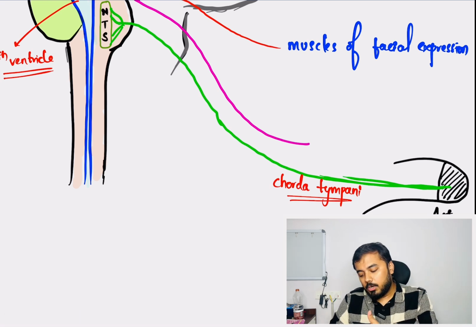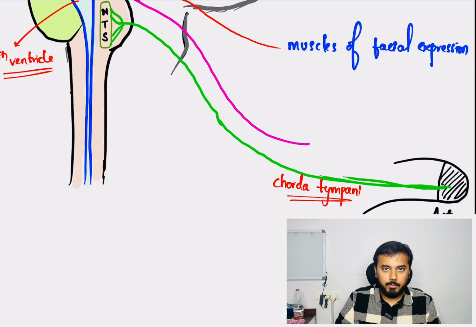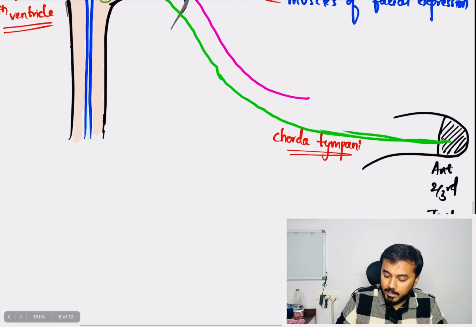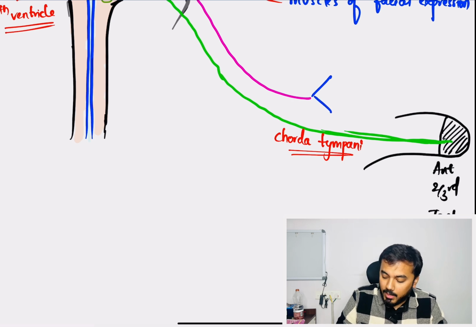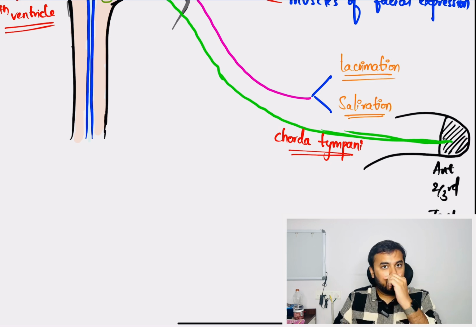And the motor fibers from here, what do you call these motor fibers? Parasympathetic motor fibers. I already told you, right? Now what will this do? This does the parasympathetic function. Parasympathetic means which function can it be, guys? There are two important functions over here. One is lacrimation, tears, and the other one is your salivation. So what are the two important things? One is your lacrimation and the other one is your salivation.